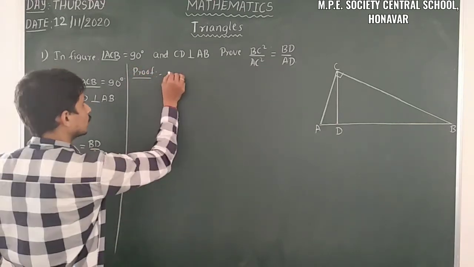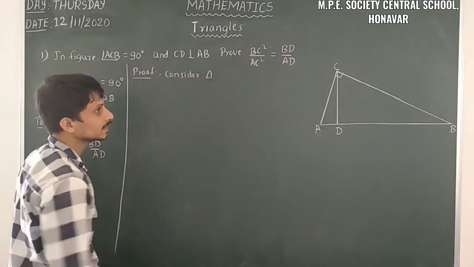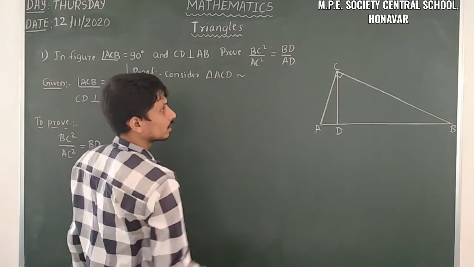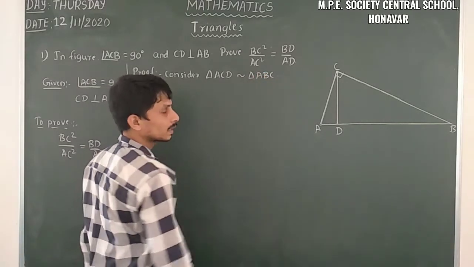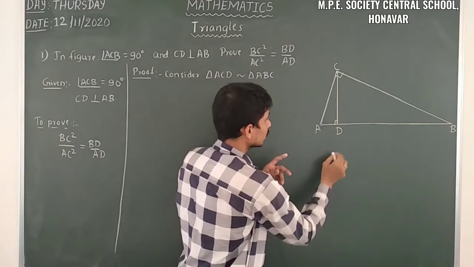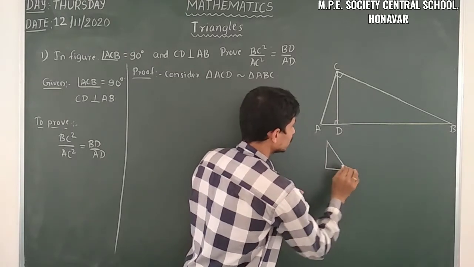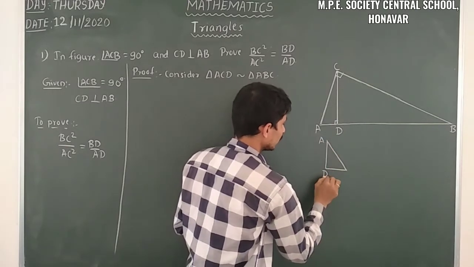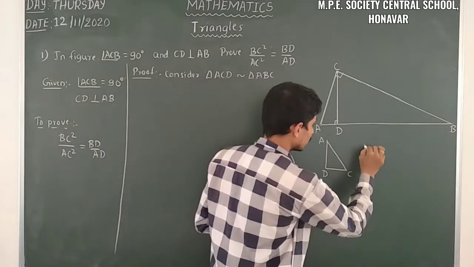So consider triangle ACD. Triangle ACD is similar to triangle ABC. So let us draw that triangle. This AD here is a right angle, so that's why we have to write it. Better to write it in rough only. So here we can take A, D and C, then here also we have to take the same.